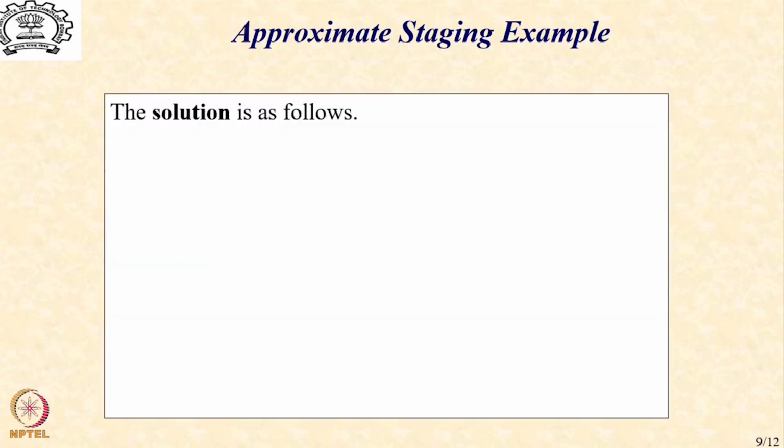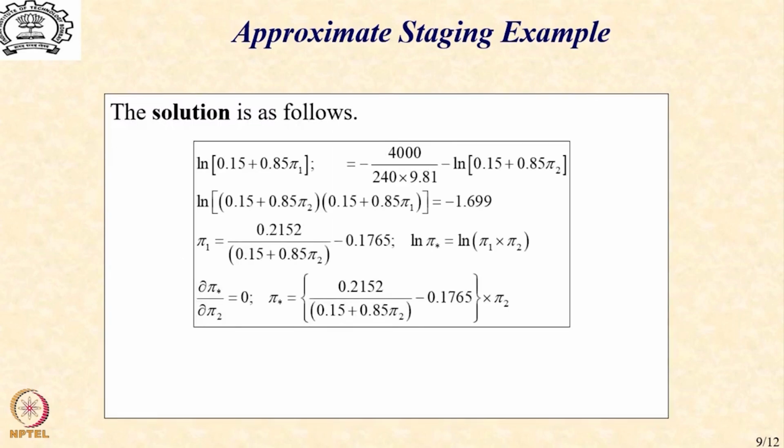So the solution is as follows. We first express pi 1 in terms of pi 2, because that's the only other unknown. So I can solve for pi 1 from this. So the following is the expression for pi 1, that is 0.2152 divided by 0.15 plus 0.85 pi 2 minus 0.1765. That is the solution of pi 1 in terms of pi 2. My ln pi star is ln of pi 1 into pi 2. So this ln pi star is function of only pi 2.